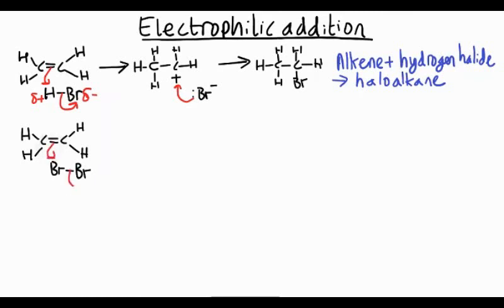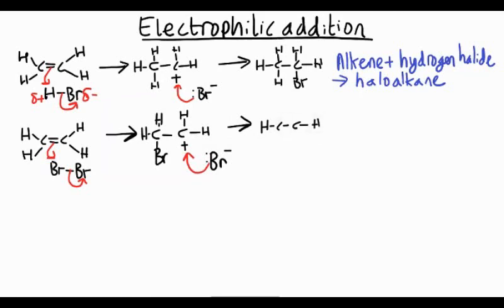Curly arrow from the carbon-carbon double bond, break the bromine-bromine bond with a second curly arrow. The first bromine is now joined to that first carbon atom. The second carbon atom still only has 2 hydrogens attached, and it's also got a positive charge. It's a carbocation, and we have the bromide ion with its electron pair, which again forms a covalent bond to that carbon atom, which means we now have 1,2-dibromoethane.